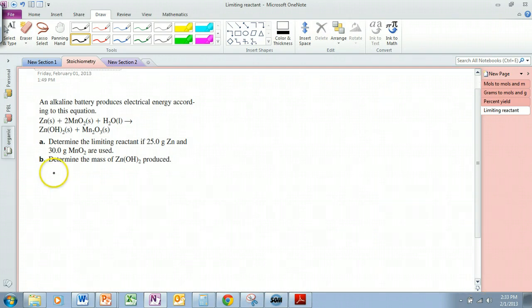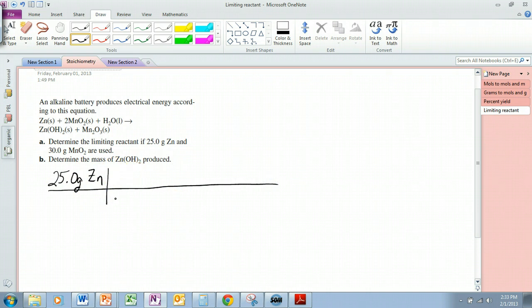So, let's start. We will start with 25.0 grams of Zn. We're going to set up our theoretical yield calculation. And I looked up some masses, and I have them written down so that I don't have to do all of that. We will do it plenty of times in class. Trust me, this will not be a mystery.